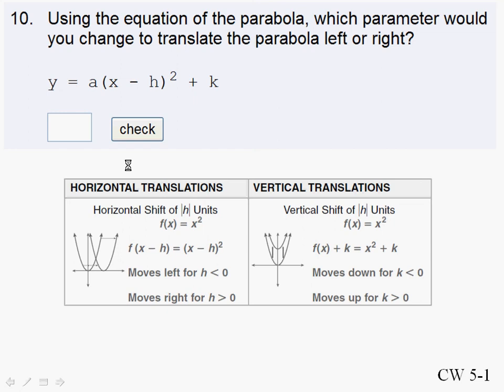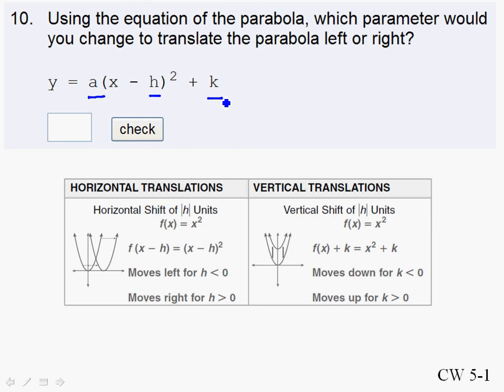For number 10, using the equation of the parabola, which parameter would you change to translate the parabola left or right? They're asking for you to look at the constants. So the constants that you have to pick from are a, h, and k. Those are the ones that you would plug in numbers for. The y and the x are going to stay. The a, h, and k are the only things that you can manipulate. So which of those are you going to change to translate left or right?